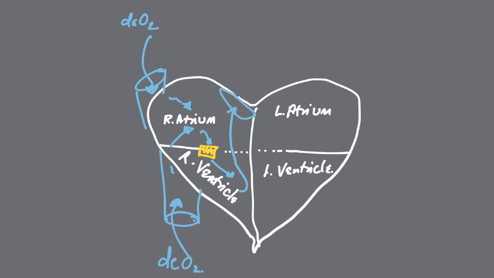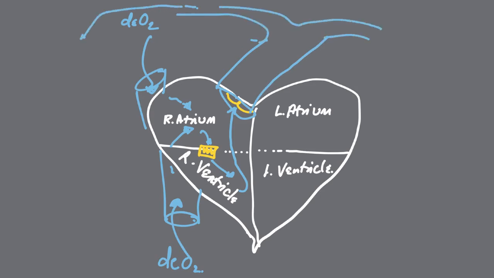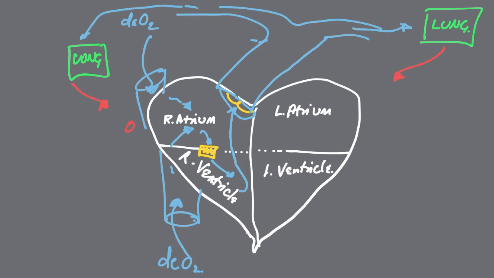The right ventricle then pumps it into the pulmonary trunk, which opens into two pulmonary arteries, each of which enters the lungs. At the lungs, the blood becomes oxygenated and turns red and returns to the heart via pulmonary veins.